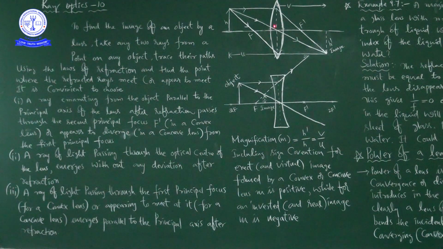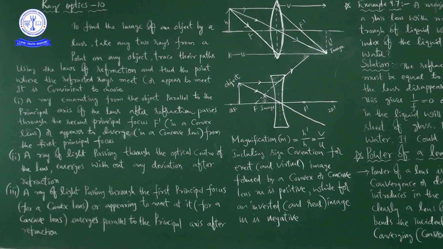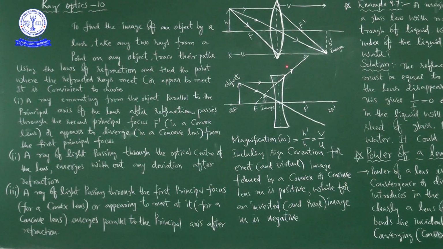See this. A ray of light passing through the optical center of the lens goes without any deviation after refraction. So it is a straight line because there is no deviation when the ray of light passes through the optical center of a lens, irrespective of concave or convex. Either in case of convex lens or concave lens, when the ray of light passes through the optical center, it will not deviate after refraction.